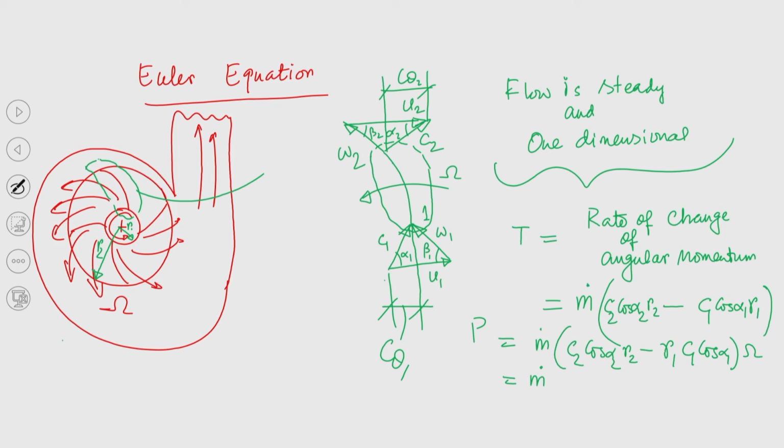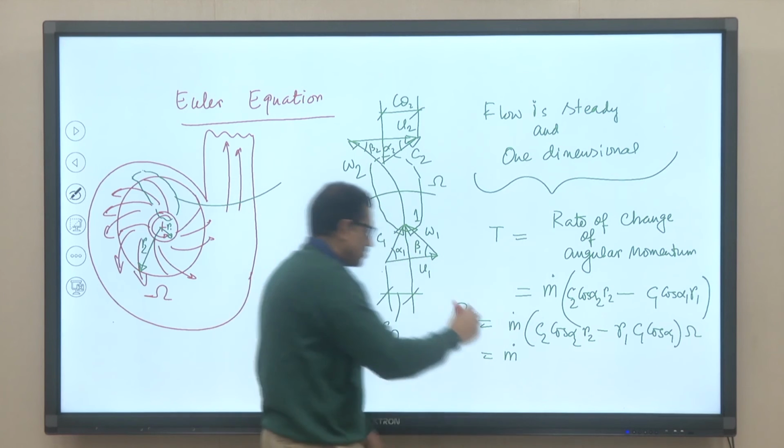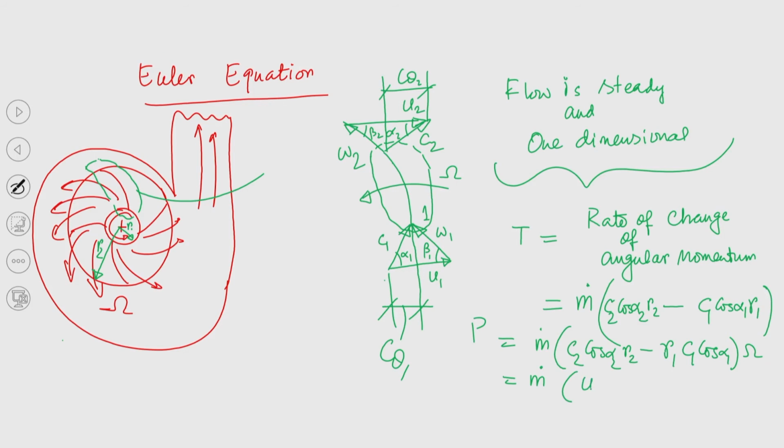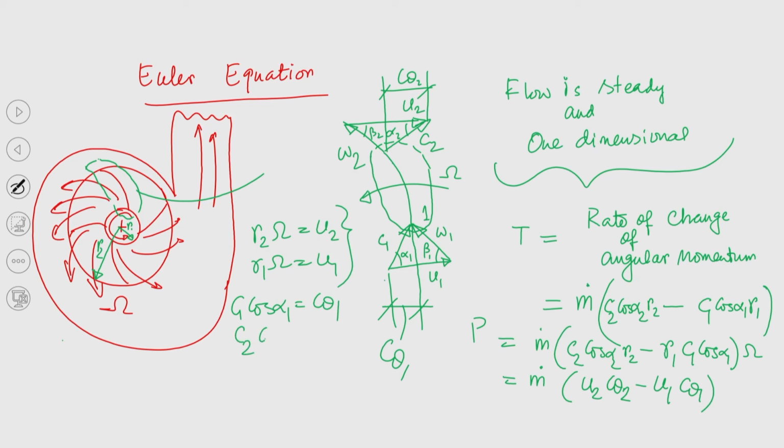So, that is nothing but u 2, r 2 into omega, that is nothing but the tangential component at the outlet. So, we can write u 2 c theta 2 minus u 1 c theta 1. Why? Because r 2 omega is nothing but u 2 and r 1 omega is u 1, and c 1 cos alpha 1 is c theta 1, and c 2 cos alpha 2 is c theta 2. Okay. So, we have simplified this expression.